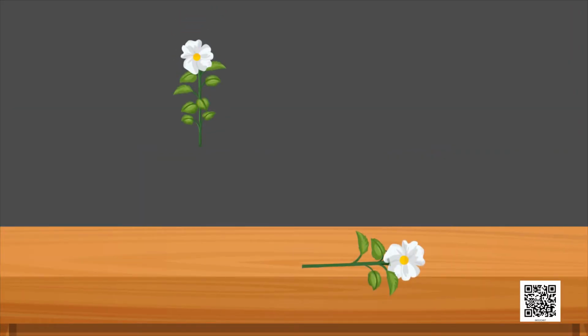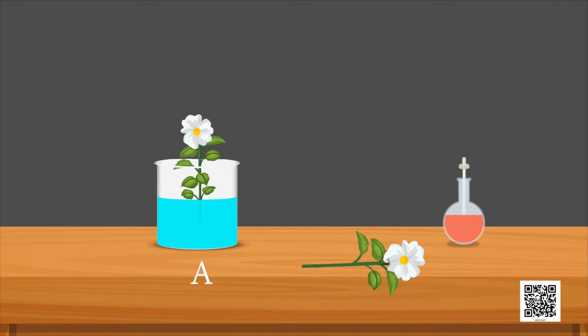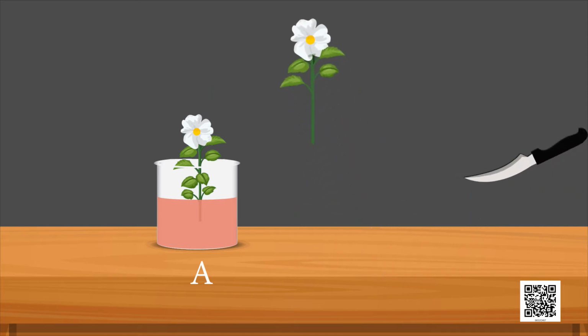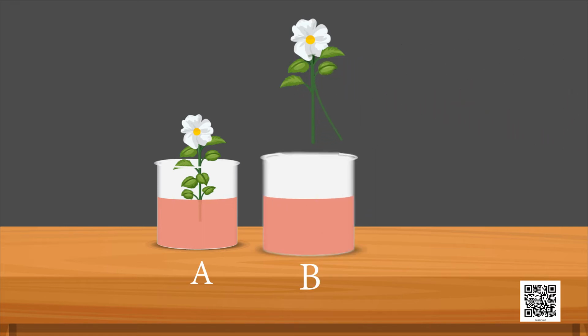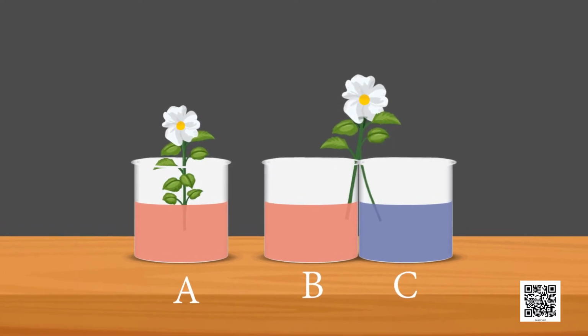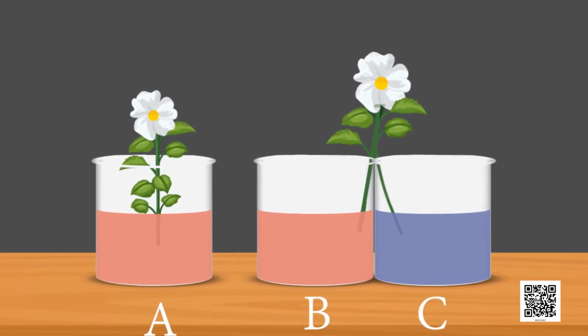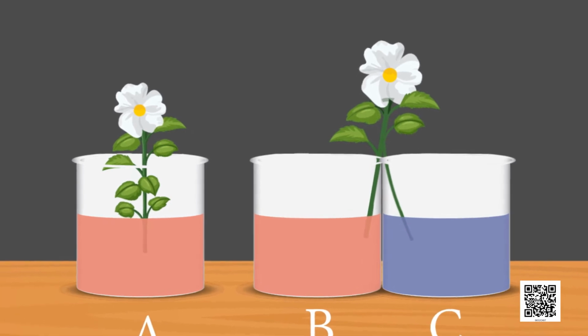Let us perform this activity with herbs having white flowers. Put one branch with a white flower in the water in glass A and add a few drops of red ink to the water. Split another branch halfway along its length and put the 2 ends in the water in glasses B and C. Put a few drops of red ink in glass B and blue ink in glass C. Now observe the glasses A, B and C after 8 to 10 hours.